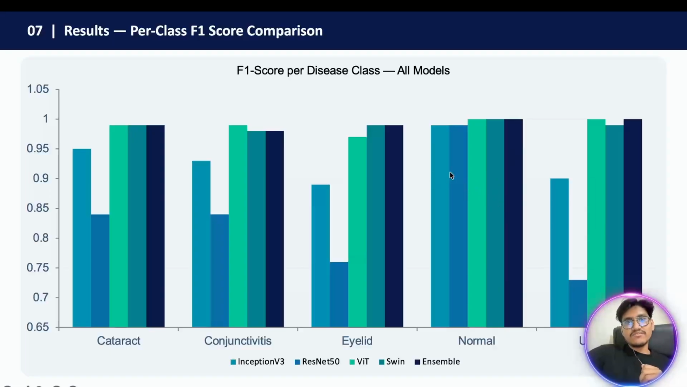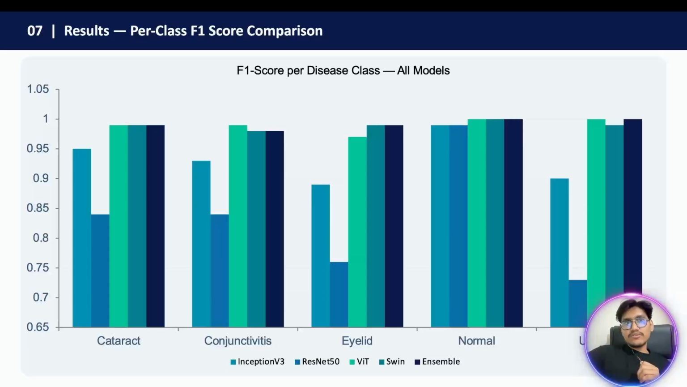And for normal, all models perform very well here. Inception V3 and ResNet 50 both achieve 0.999, and ViT, Swin and Ensemble all achieve a perfect 1. Normal eyes are the easiest to identify, with no visible disease features. And then lastly, uveitis. Inception V3 gets 0.90, ResNet drops to 0.73, which is concerningly low. And then ViT achieves a perfect 1, Swin gets 0.99, and the Ensemble achieves a perfect 1.